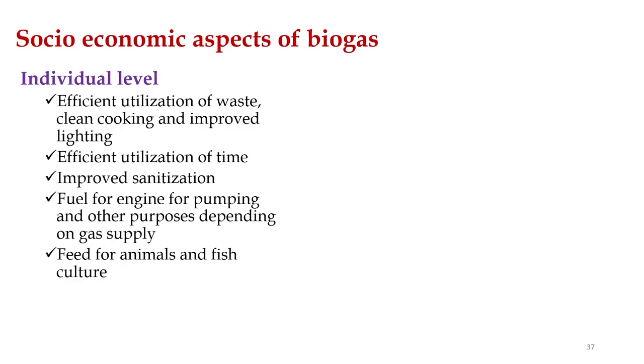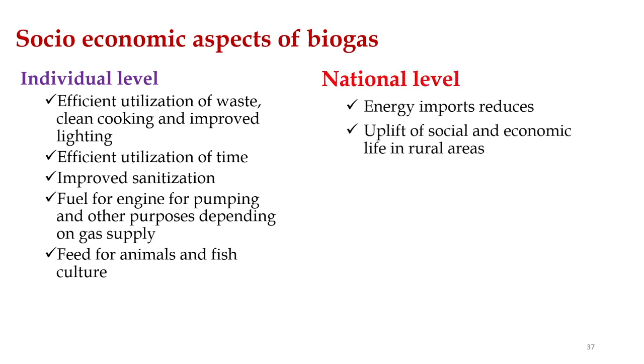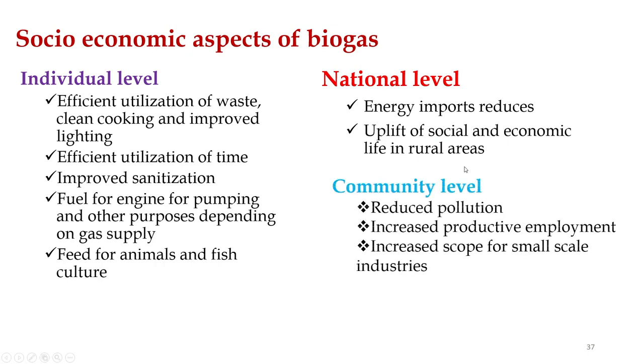Some of the social aspects we also need to know. At the individual level: efficient utilization of waste, clean cooking and improved lighting, then efficient utilization of time, improved sanitation, then fuel for engines for pumping and other purposes depending upon the gas supply, and feed for animals and fish culture. So these are at the individual level we can think of. And at the national level, energy import reduces, then it uplifts social and economic life in rural areas. These are the benefits we can get.